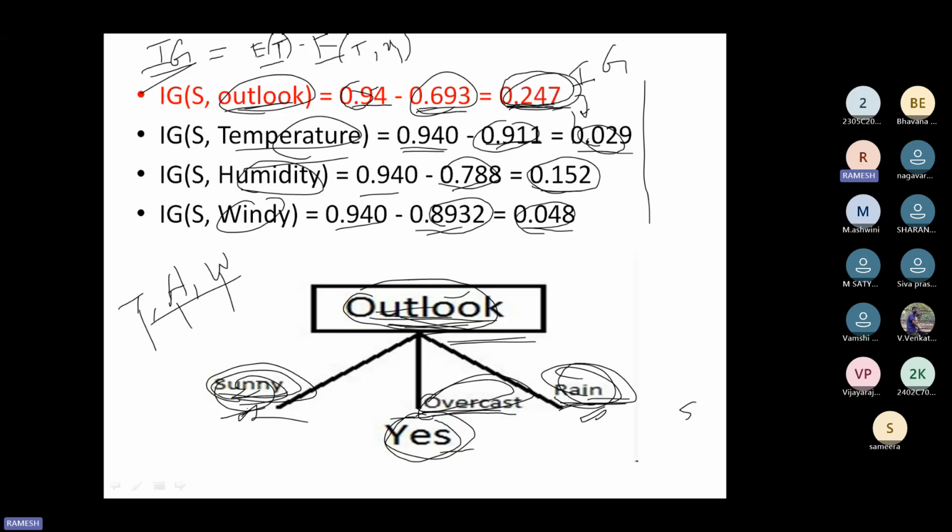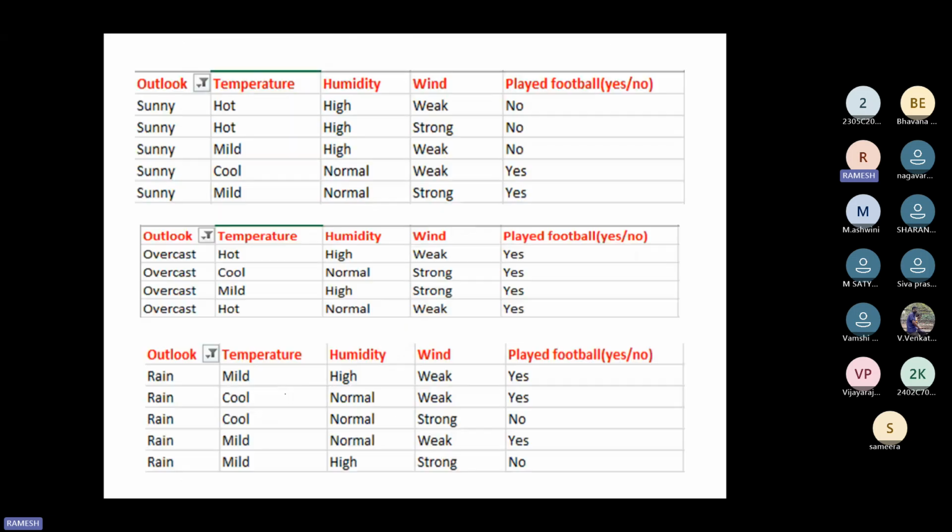When outlook is sunny, now we look at how the remaining columns behave, and that way we divide. When outlook is overcast, directly we can say yes, no need to check remaining columns. When the outlook is sunny, there is impurity, yes is there, no is there. For that we take a second option. Either we select temperature, or humidity, or windy.